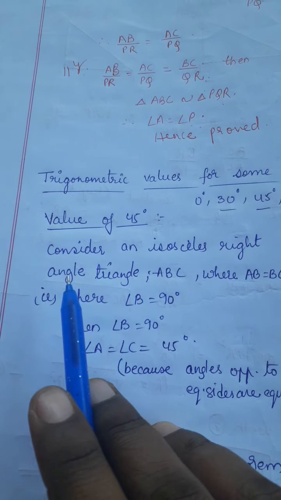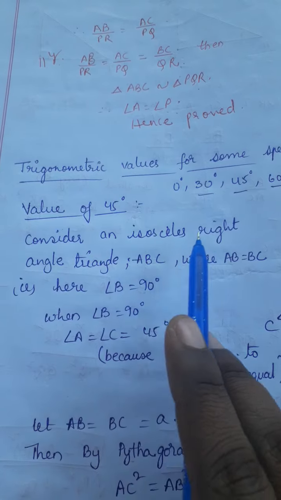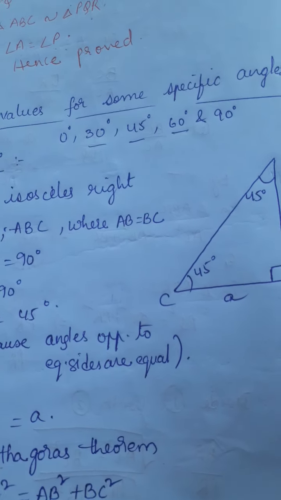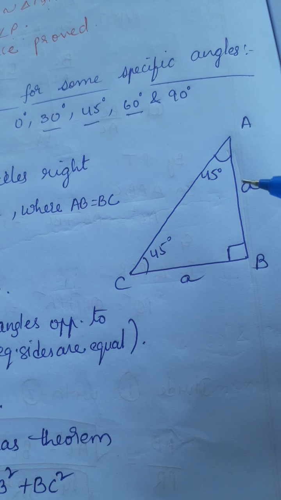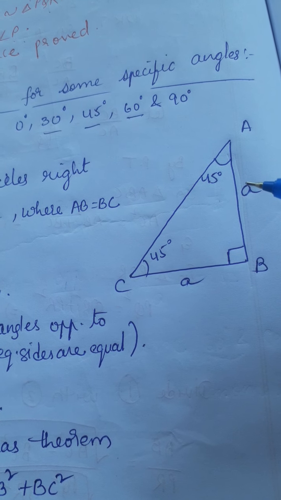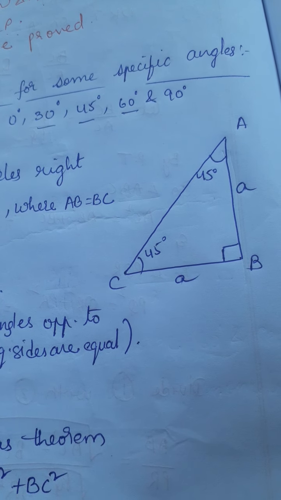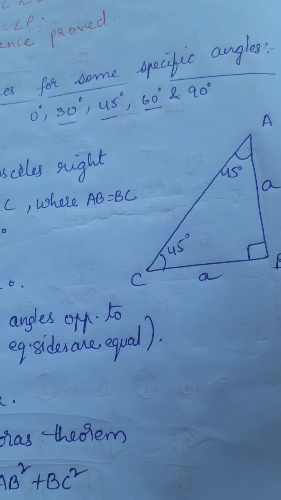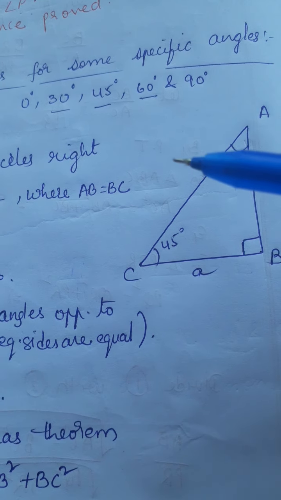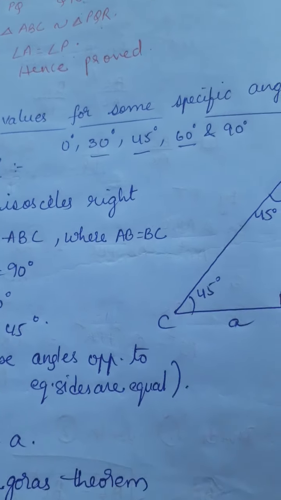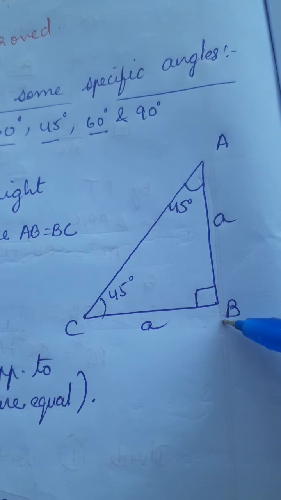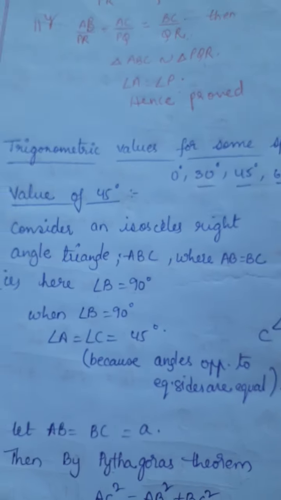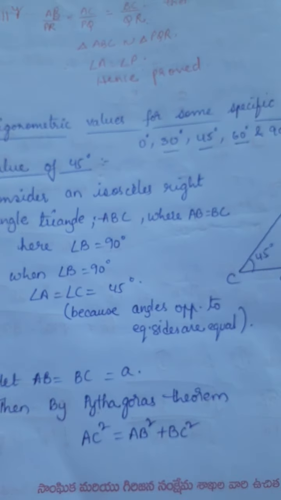Here we are going to consider an isosceles right angled triangle. You know what is an isosceles triangle? A triangle in which two sides are equal is called an isosceles triangle. And what is an isosceles right angled triangle? When one angle is 90 degrees in an isosceles triangle, then it is called an isosceles right angled triangle.